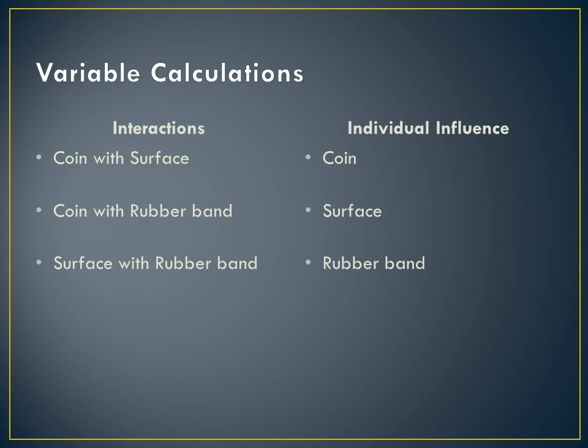So these were our variable calculations. We had different interactions: the coin and the surface, the coin with the rubber band, and the surface interacting with the rubber band. And the individual influences were the coin, the surface, and the rubber band.